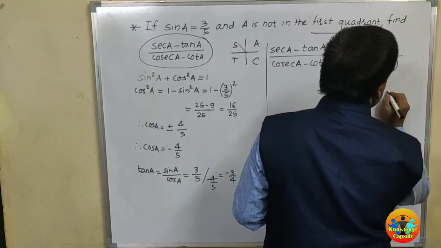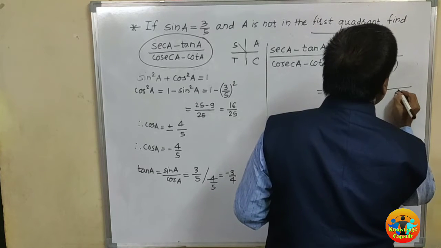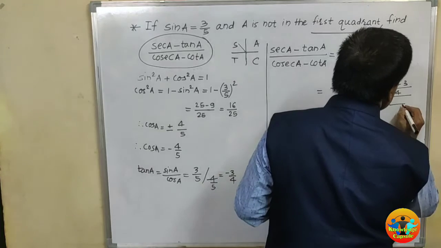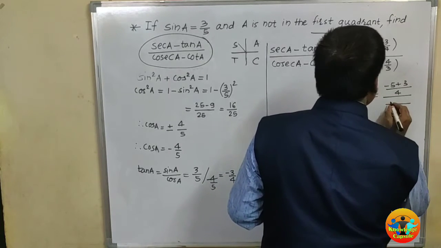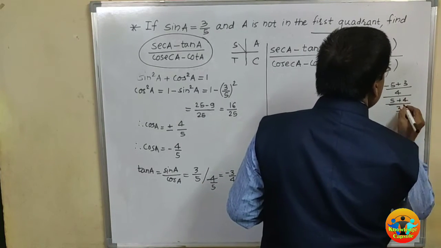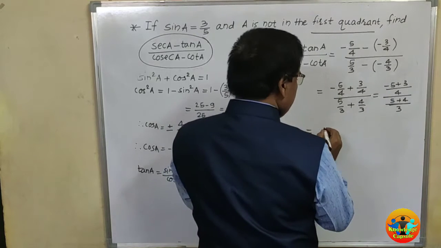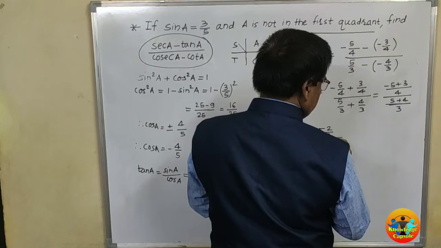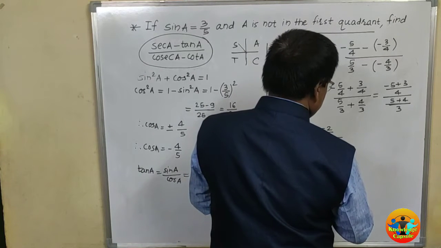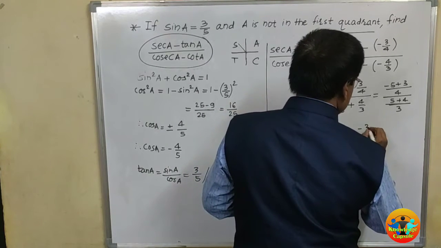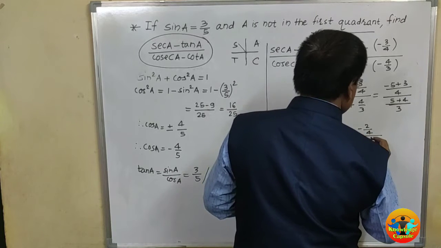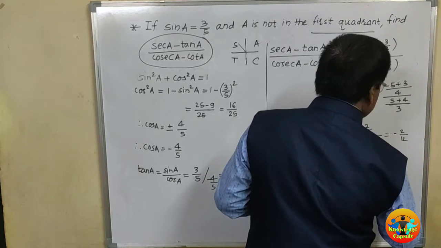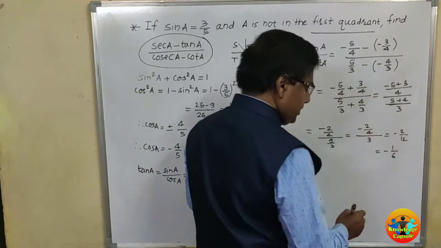In the numerator, the LCM is 4: minus 5 plus 3. In the denominator, the LCM is 3: 5 plus 4. This is equal to minus 2 by 4 upon 9 by 3, minus 2 by 4 upon 3, that is minus 2 by 12, that is minus 1 by 6. This is the answer.